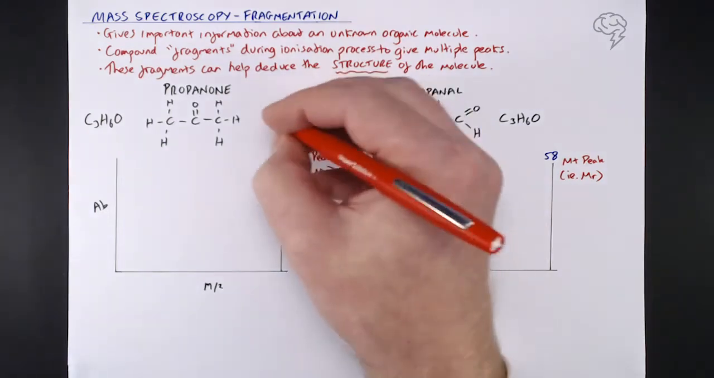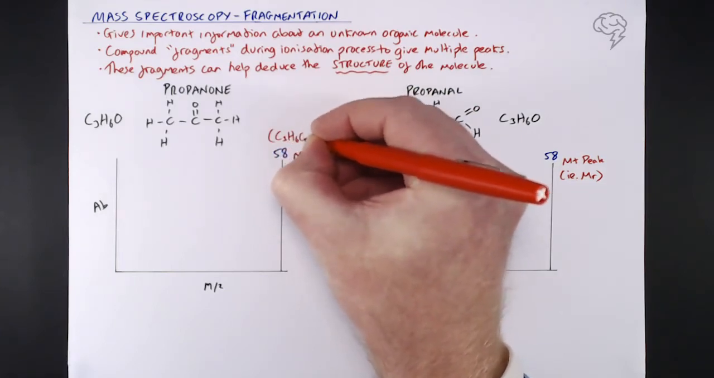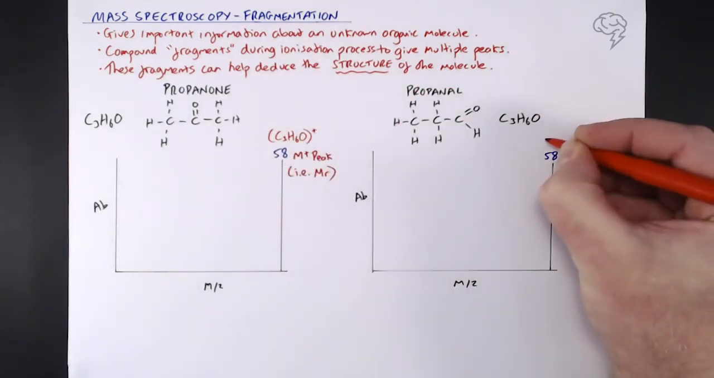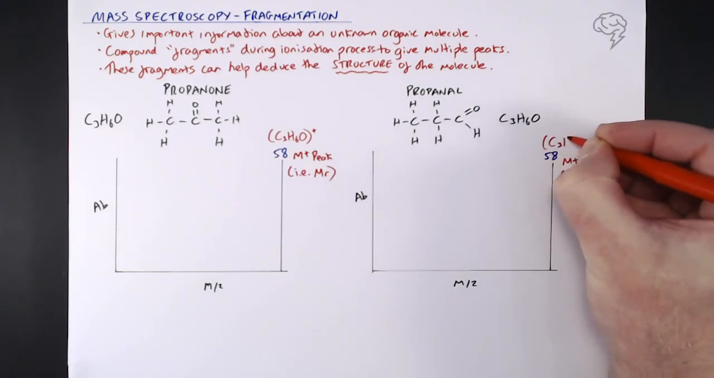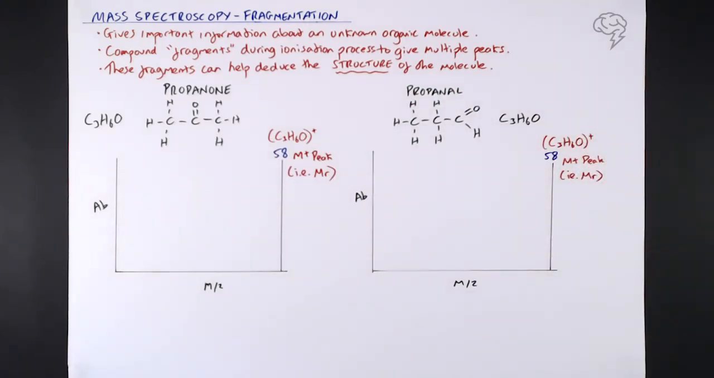Now we've got a whole molecule. So this is the [C3H6O]+ peak. That's what causes the 58 m/z peak there. And the same, of course, for propanal. So [C3H6O]+, all in brackets, with the positive charge outside the brackets, because anything that gets through a mass spectrometer has got a plus charge in it. So it's the whole molecule, but it's lost an electron. It's got that 1+ charge.